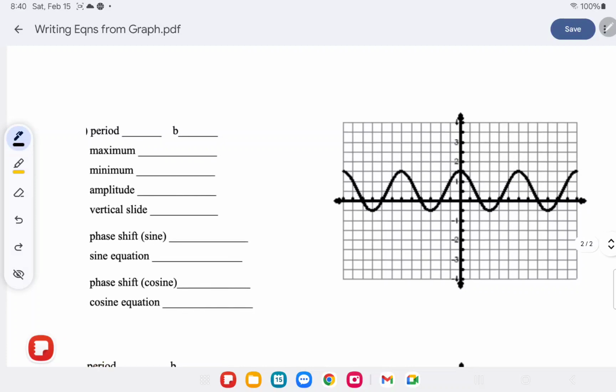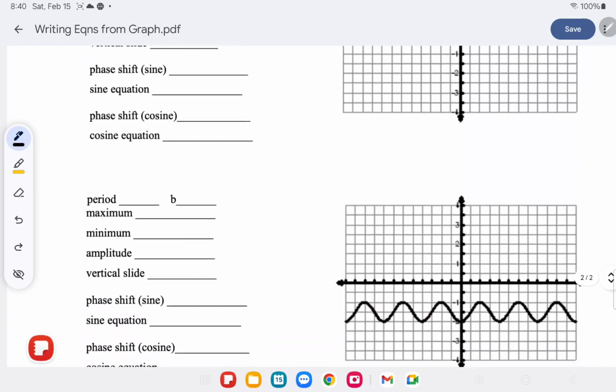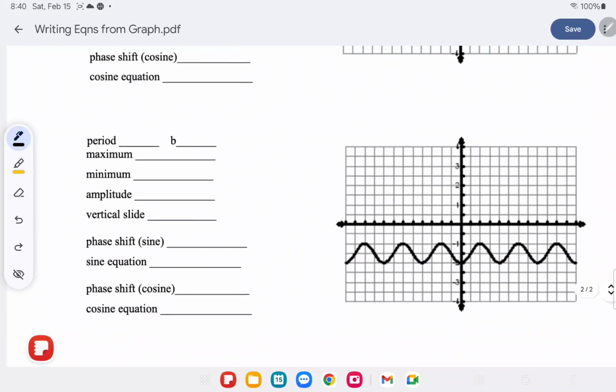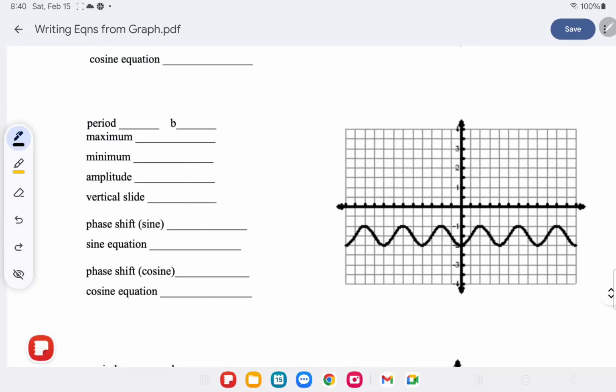Let's look at another graph. Let's do this one down here next. And we're going to assume that each one of those tick marks on the x-axis are going up by pi over 4. So if we're looking at this first one, here's our midline down here at -1.5. So we're going down 1.5.